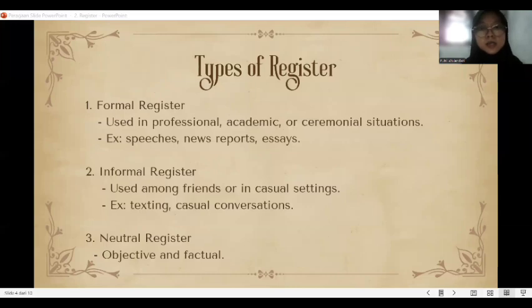These are the types of register. The first is formal register, used in professional, academic, or ceremonial situations. For example, speeches, news reports, and essays. The second is informal register, used among friends or in casual settings. For example, in texting and casual conversation. The third is neutral register, which is objective and factual.